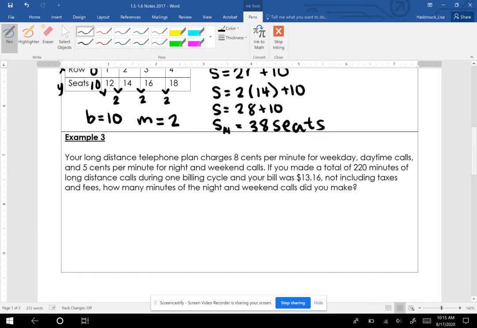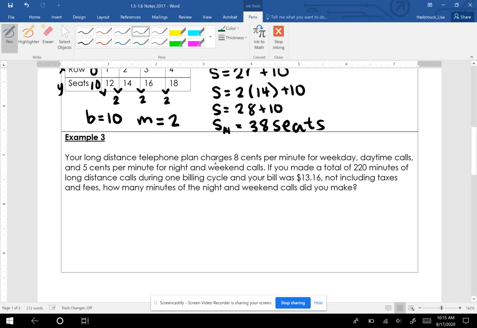In example 3, it says your long distance telephone plan charges 8 cents per minute for weekday daytime calls and 5 cents per minute for night and weekend calls. If you made a total of 220 minutes of long distance calls during one billing cycle and your bill was $13.16, not including taxes and fees, how many minutes of night and weekend calls did you make? So let's pull the important information out here.